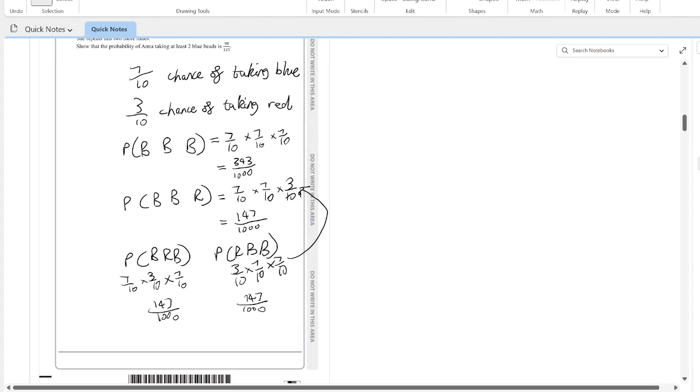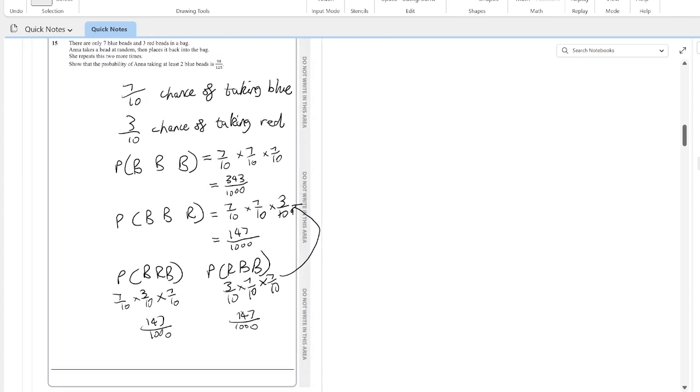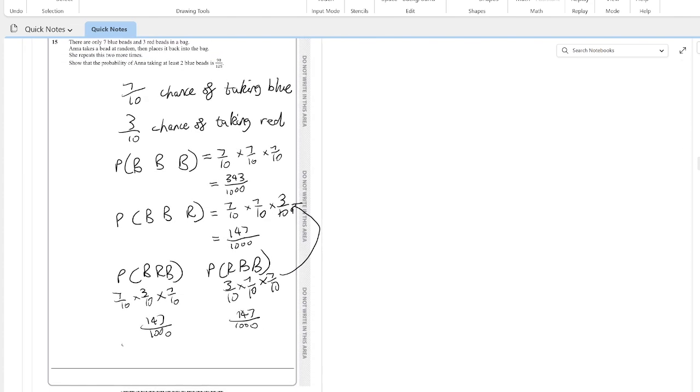And now, these are all the possibilities. We just add them together. So when you're saying the probability of A or B, you add up the probabilities. So we can do 147 over 1000 times by 3, and add the 343 over 1000, and this is equal to 784 over 1000, which simplifies to 98 over 125.